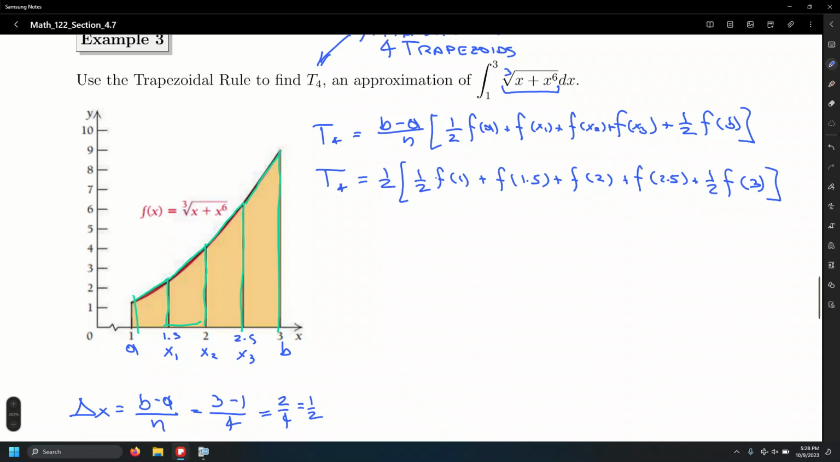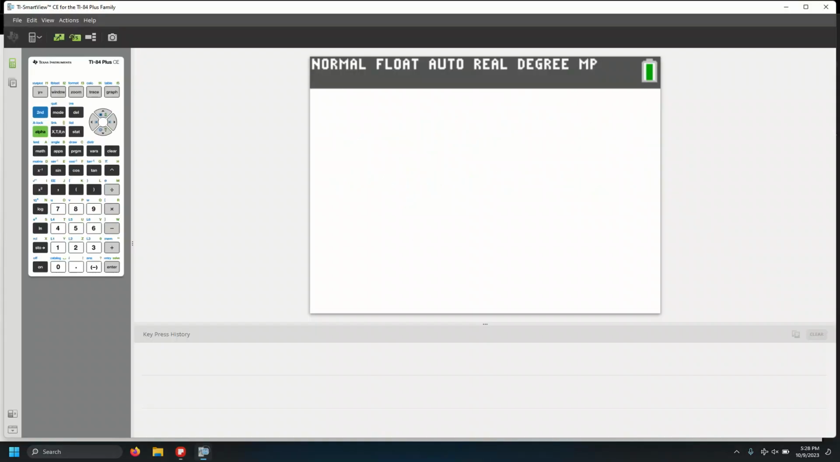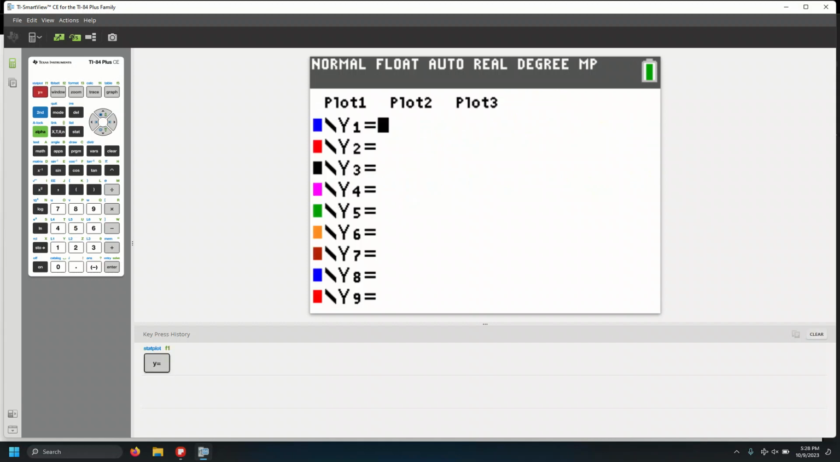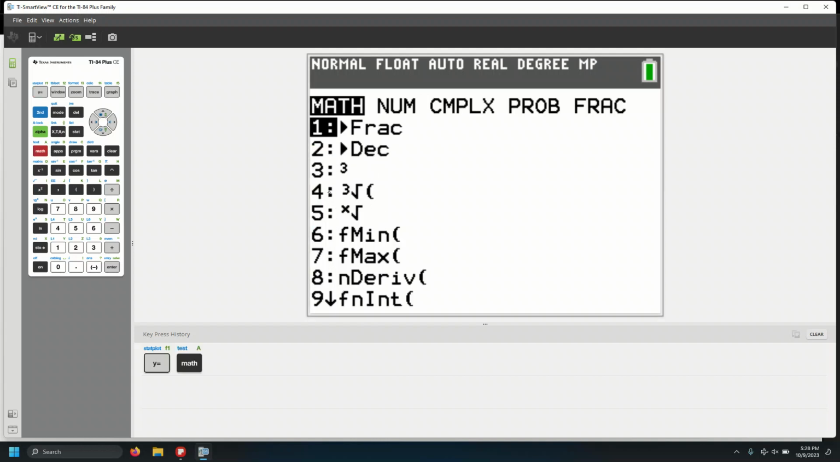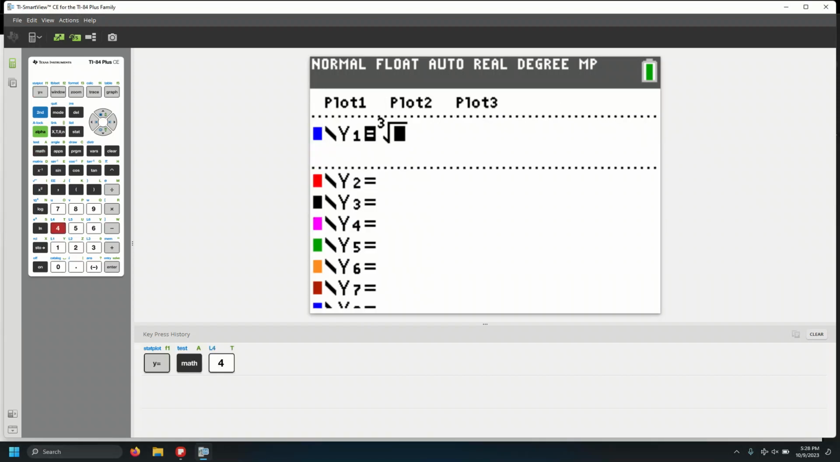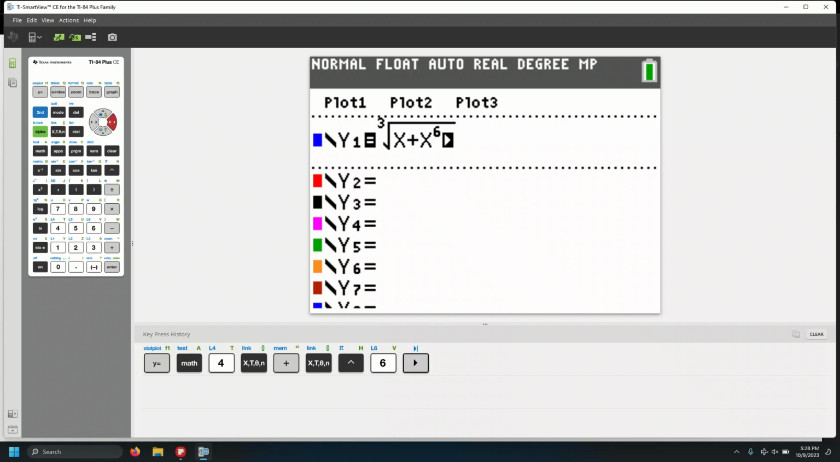All right, so that's the cube root of x plus x to the 6. So let's go to the graphing calculator. So that's y equals, here is where we're going to go math to type number 4 to get the cube root. And then what are we going to do? Type x plus x raised to the 6th power. So that's the function, and notice how this function is stored or linked to the Y1.